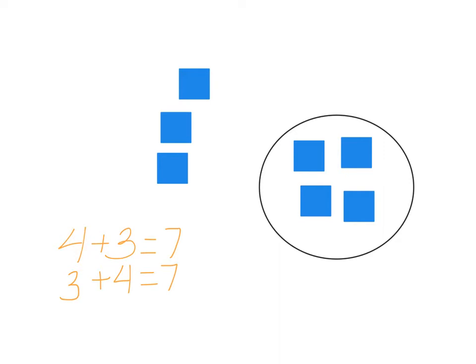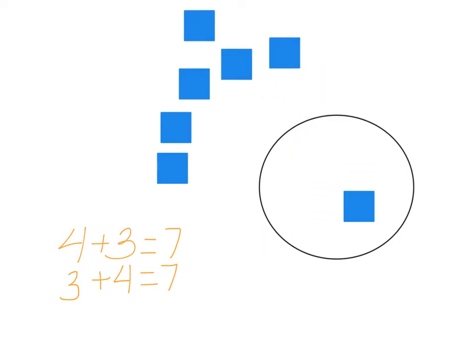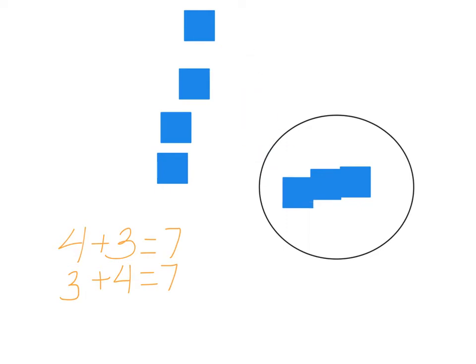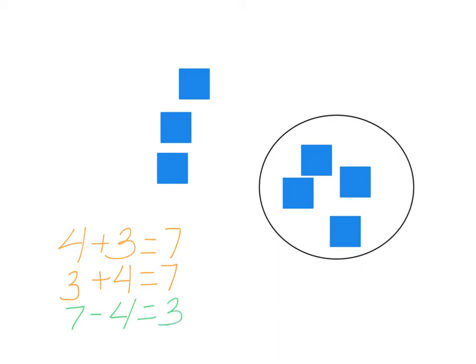Let's take a look at the model again. What if Gina had the 7 tiles outside of the circle, and then she moved 4 of the tiles to be inside of the circle? What subtraction fact could be written for Gina's model? The subtraction fact would be 7 minus the 4 that she put inside of the circle, and that's going to leave 3 still outside of the circle.